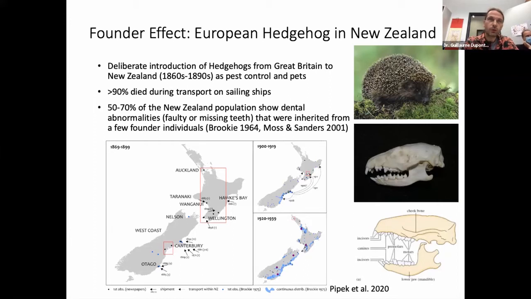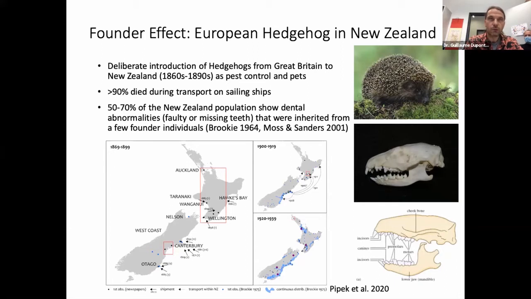But what is interesting is that a large proportion of this population today shows various dental abnormalities. So that is that the teeth either don't develop fully or they lack certain teeth. And this has been specifically shown that the second incisor, so in German this is the Schneidezahn, the second lower incisor is often missing in these hedgehogs in New Zealand. So why is that so?